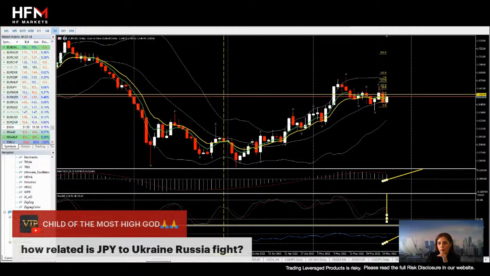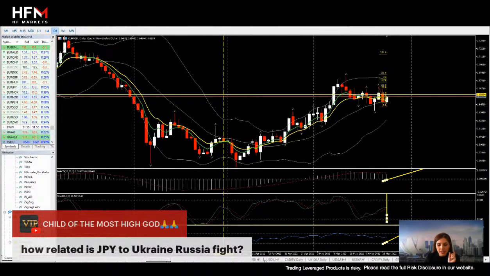How related is the yen to the Ukrainian Russian fight? A lot. Not directly, not the Japanese currency with the Ukrainian war, but let's not forget that the Japanese currency, the yen, is a safe haven. Dollar yen is a safe haven. So it reacts at every risk on or risk off that we have in the market.